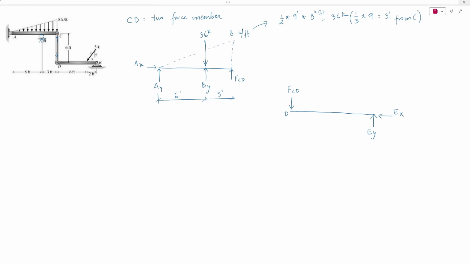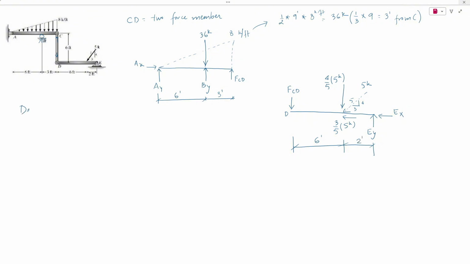Similarly, there's another external load on member DE, which is 5 kPa. Its equivalent point loads, vertical and horizontal, would be 4/5 of 5 kPa and then 3/5 of 5 kPa because of the slope 3, 4, 5. The distance from C, this is 6 feet and then this is 2 feet.